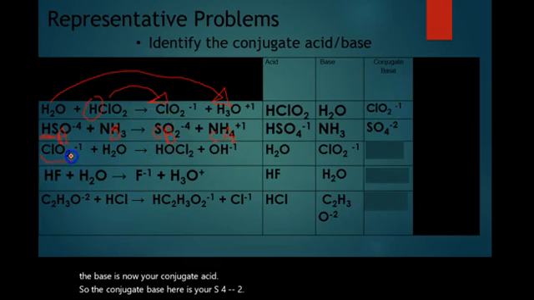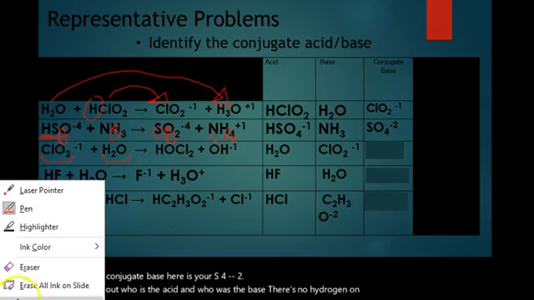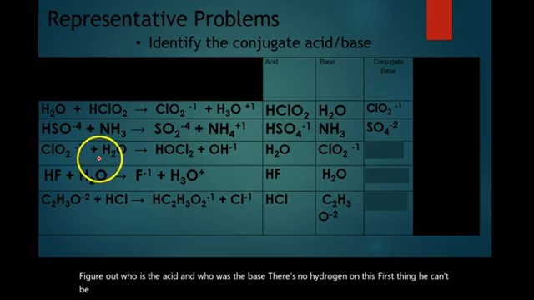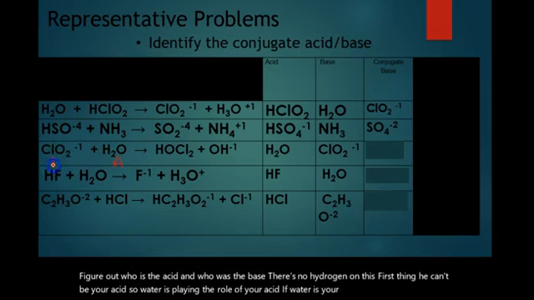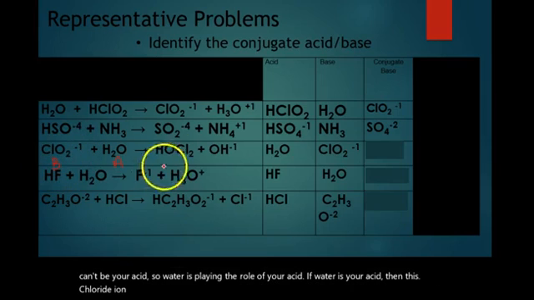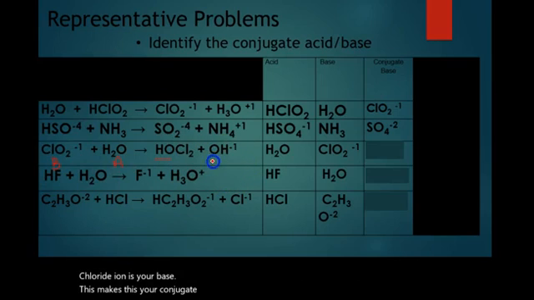Figure out who is the acid and who is the base. There's no hydrogen on this first thing. He can't be your acid. So water is playing the role of your acid. If water is your acid, then this chloride ion is your base. This makes this your conjugate acid, and this makes this your conjugate base. OH minus 1 is your conjugate base.